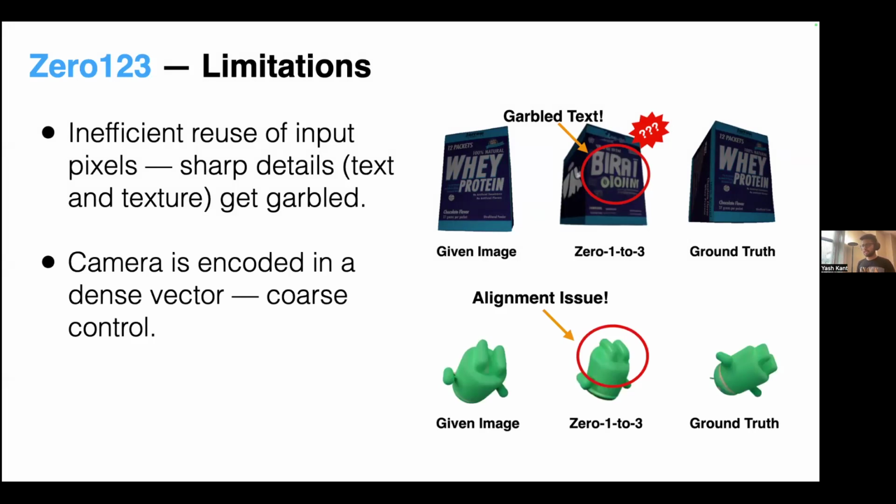And also the second issue here in Zero-1-to-3 is that the camera is encoded in a dense vector, which does not allow for very good control because we are not specifying it explicitly. And then that ends up with basically these alignment issues, where the generation is not aligned well with the orientation of the ground truth. And the last point is that the 3D consistency is not guaranteed because there is no explicit prior here that can push it towards 3D consistent outputs.